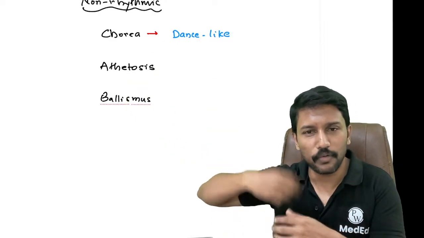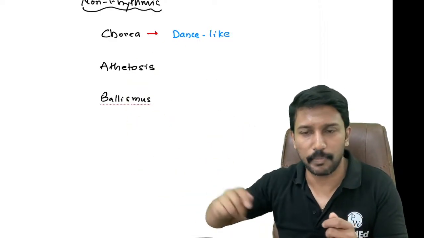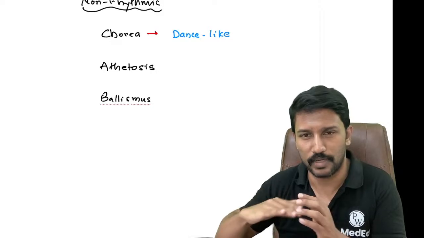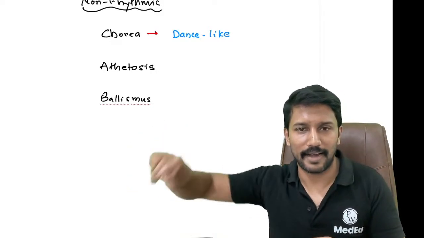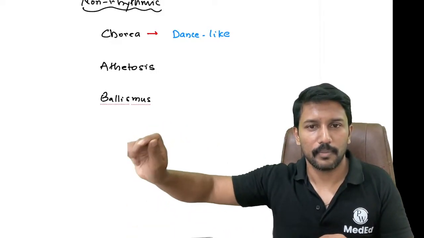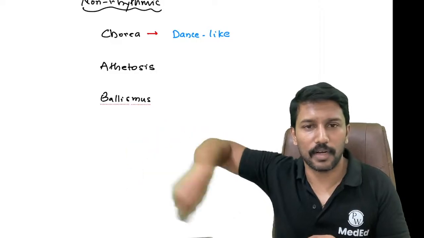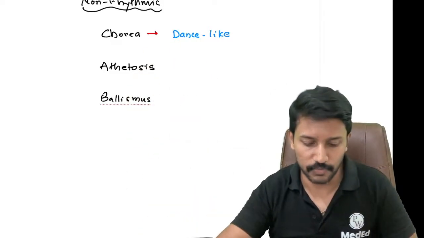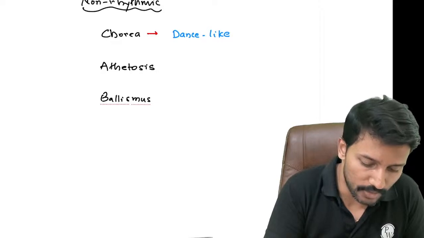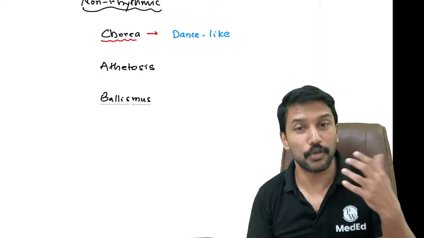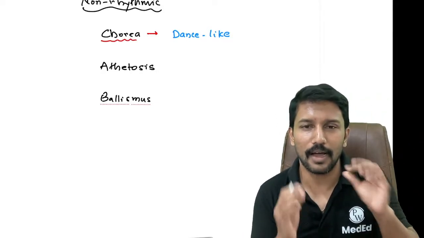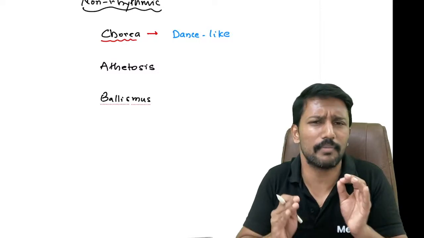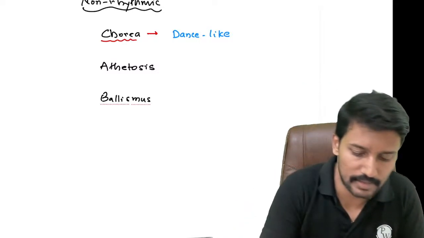So this is not a very random movement, but this doesn't have a set pattern. It's not like only one movement or one fixed set of movement is happening. Random movements, but it kind of looks like someone has choreographed these movements. That's why we have used the term chorea. The term chorea comes from choreography. So movements are random, but it looks like maybe someone has choreographed it. So we call it dance-like.